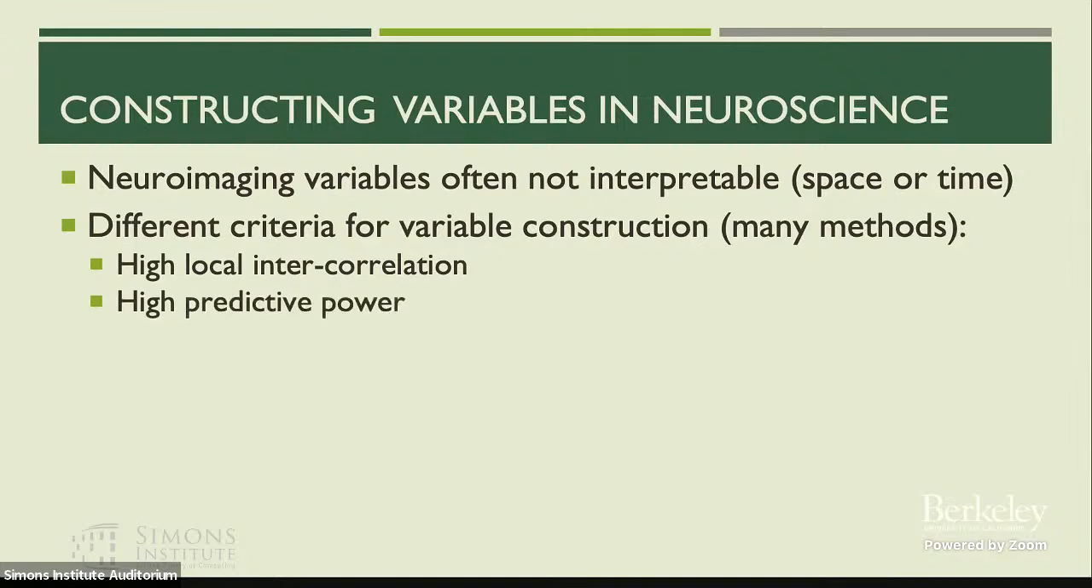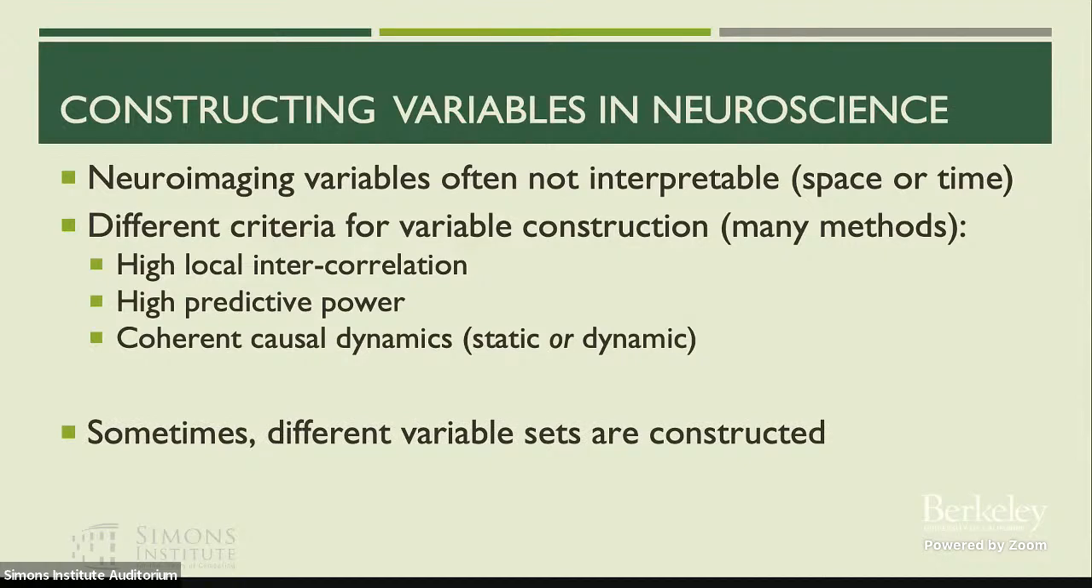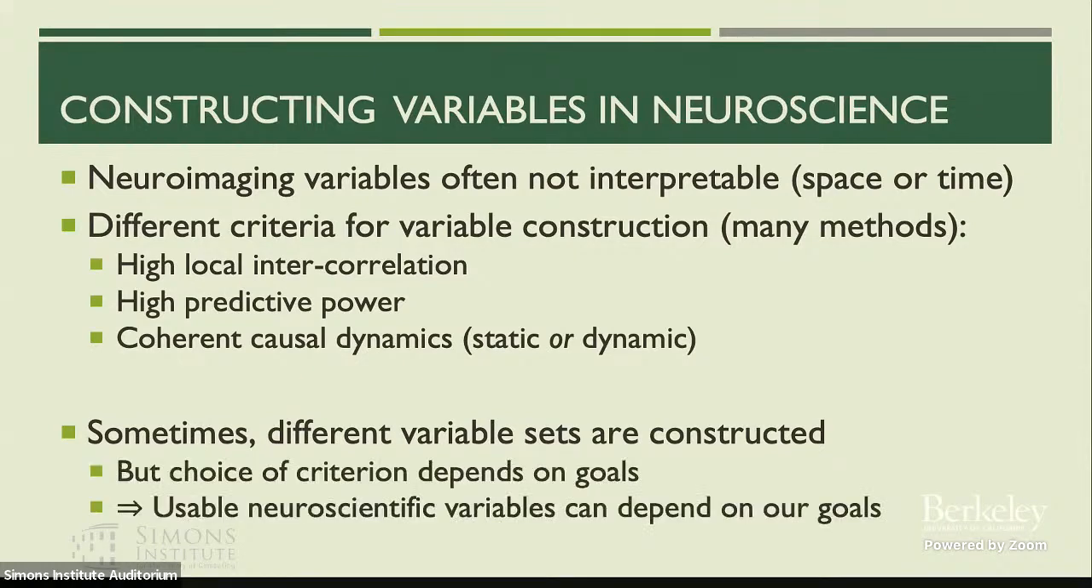There are ones that are about high predictive power. So MVPA, multivariate predictive analysis, basically says, what are the parts of the brain that are really good for predicting something? There's now a number of people who are working on constructing variables to get causal dynamics, whether static causal dynamics, that is to say snapshot IID samples, or the causal dynamics over time. And notably, different, incommensurable variable sets are constructed depending on which of these methods we use.